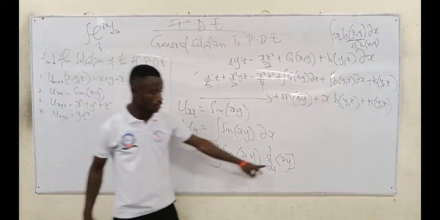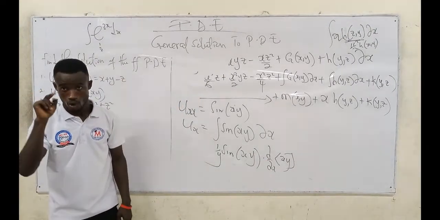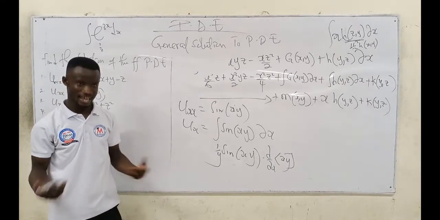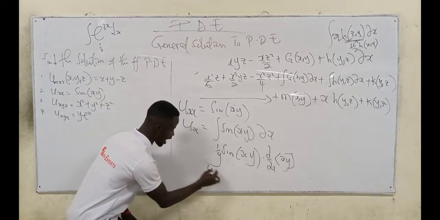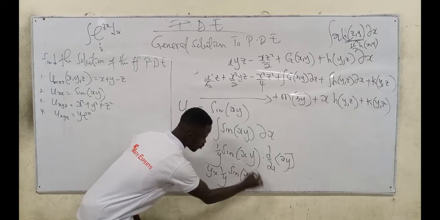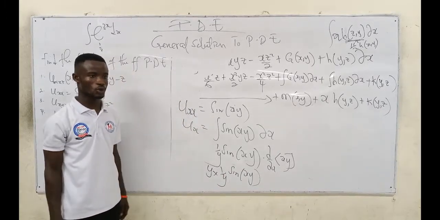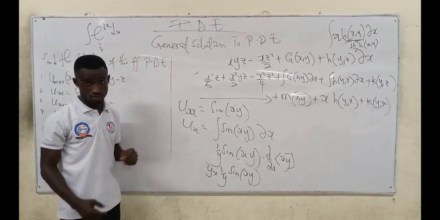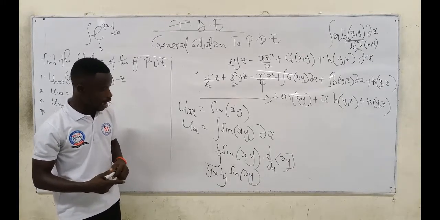Since we are treating y as a constant, differentiating the inside with respect to x leaves us with the constant, which is y. So we are going to get y times 1 over y sine of xy. This will cancel this, and that is all. Then you go again with the cosine.